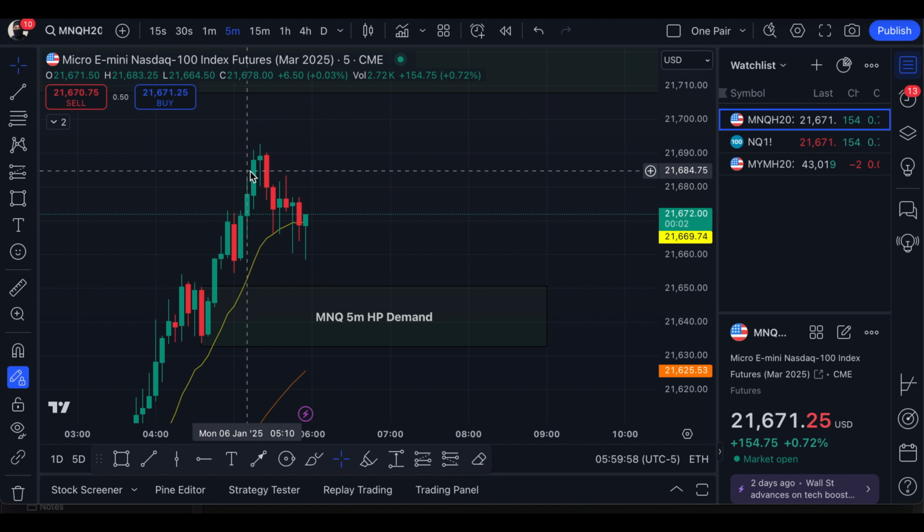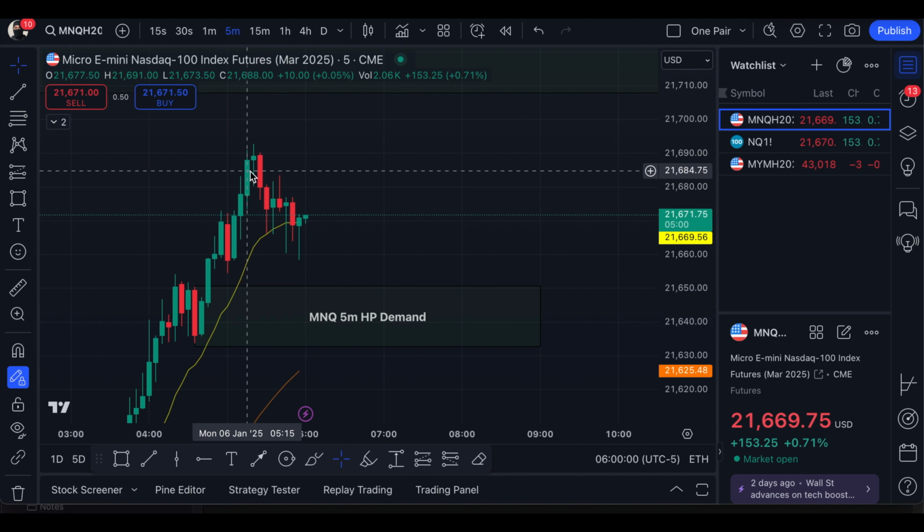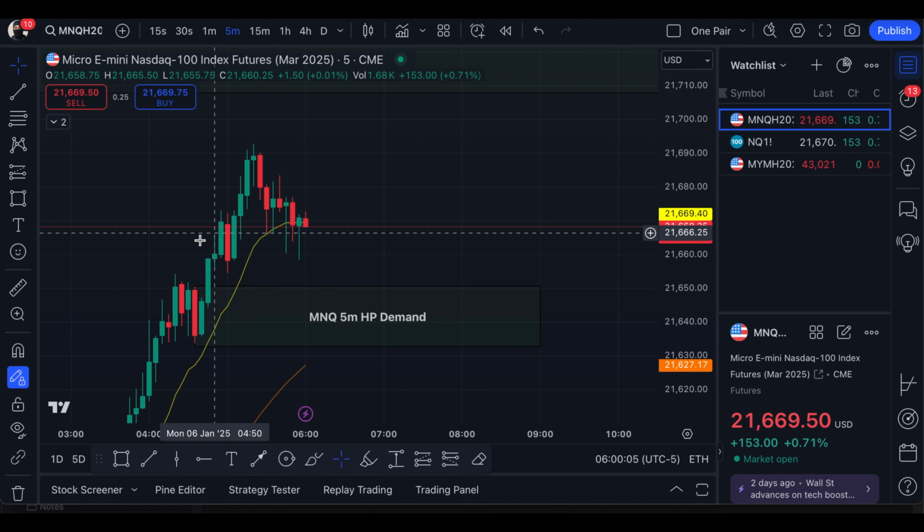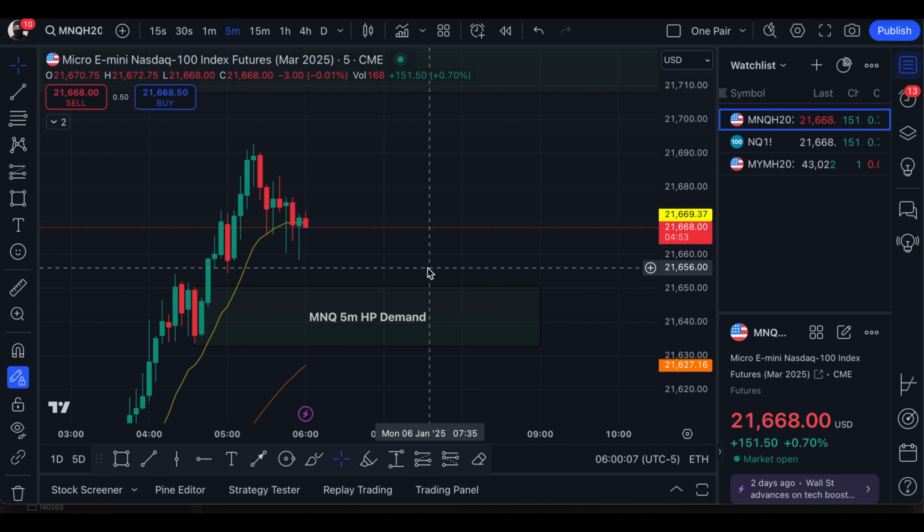I go literally through the very basics. I show you how to draw the zone. I show you how to find the gaps. I showed you everything that you need to know.